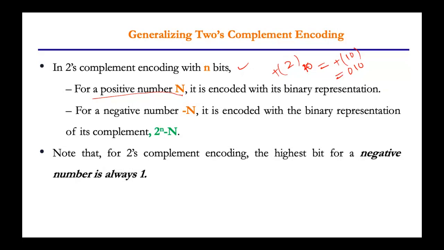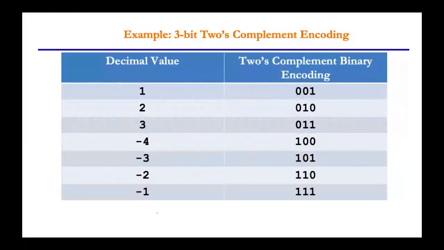But for negative numbers, it is encoded with the binary representation of its complement, 2 to the power of n minus capital N. So note that for two's complement encoding, the highest bit for a negative number is always 1. Always 1. So let us see some examples. This is important for your assignment also.